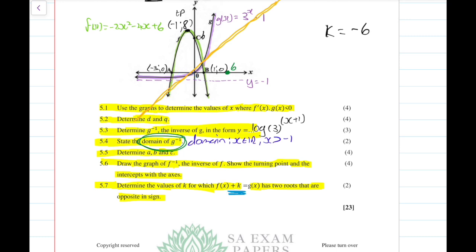We need to shift it any amount of units less than 6 units down, which means we're basically saying that k needs to always be greater than minus 6, because minus 5 will have a positive and a negative. If we had it as like 20, we'd also have a positive intercept and a negative intercept. So k must simply be greater than minus 6.